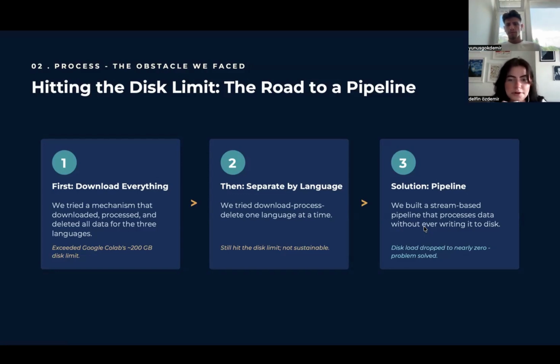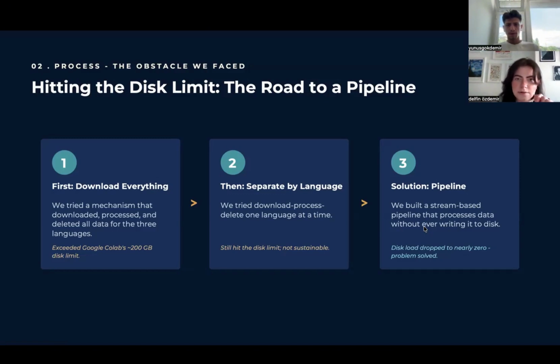This was a smarter idea, but we still hit the disk with it, because even a single language's archive was too large for us to sit on while we worked through it. It just wasn't sustainable. So finally, step three, the solution: we built a streamlined streaming pipeline.